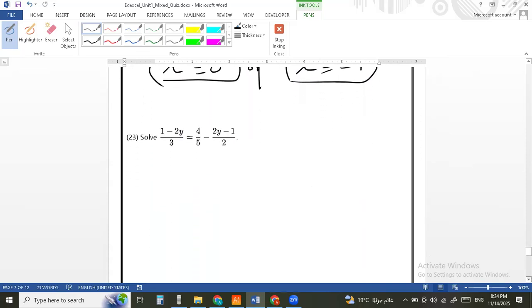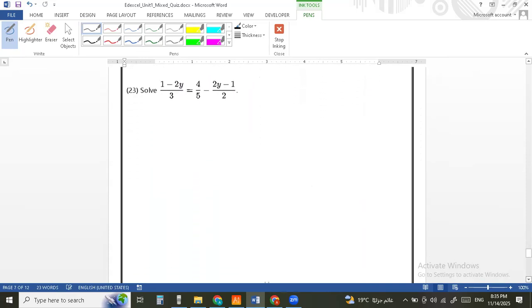Here, this one requires more steps than usual. But if you follow the steps, you will be able to do it in a simple way, in an organized way. Try to be organized, and you'll be able to do it simply. 1 minus 2y over 3 equals 4 over 5 minus 2y minus 1 over 2.